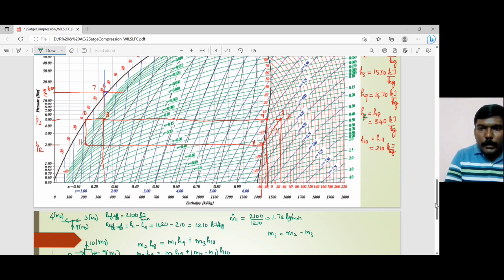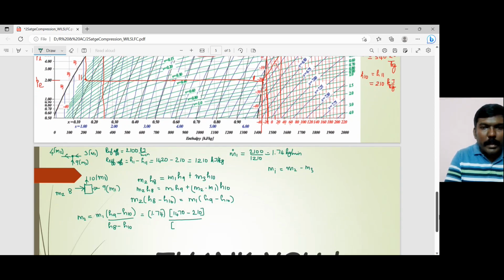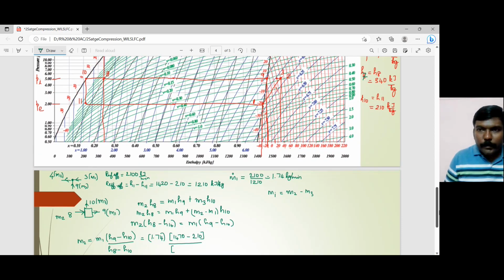Okay, so H7 is equal to H8, which is how much? 340. 340 minus 210. Okay, so let me calculate that. So 1.74 multiplied by 1470 minus 210, divided by 340 minus 210. So that gives me 16.86 kilograms per minute.